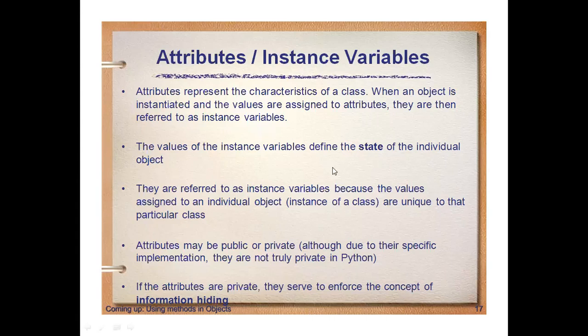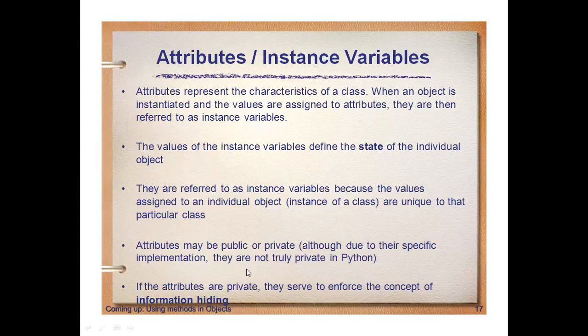So this is what this particular sentence wants to speak of here. Attributes represent the characteristics of the class. When an object is instantiated, the values are assigned to the attributes. They are then referred to as instance variables. The values of instance variables define the state of an individual object. Okay? This is what I mean to speak of there. They are referred to as instance variables because the values assigned to an individual object are unique to that particular object. Some phones may have some features, some phones may not have all the features.